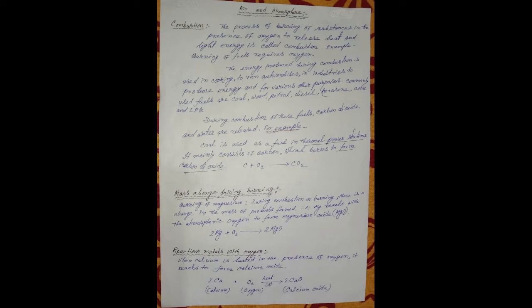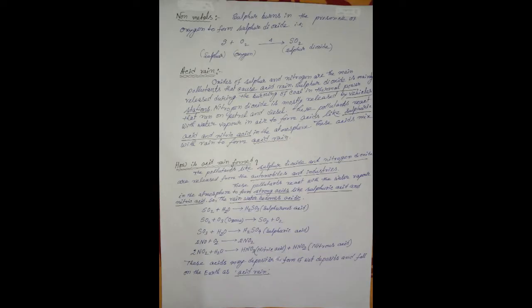How is acid rain formed? Pollutants like sulfur dioxide and nitrogen dioxide are released from automobiles and industries. Sulfur dioxide and water react to form sulfurous acid, that is H2SO3. Sulfur dioxide reacts with ozone, that is O3, to form sulfur trioxide, SO3, and oxygen, O2. Again, sulfur trioxide, SO3, reacts with water vapor, that is H2O, to form sulfuric acid, H2SO4.